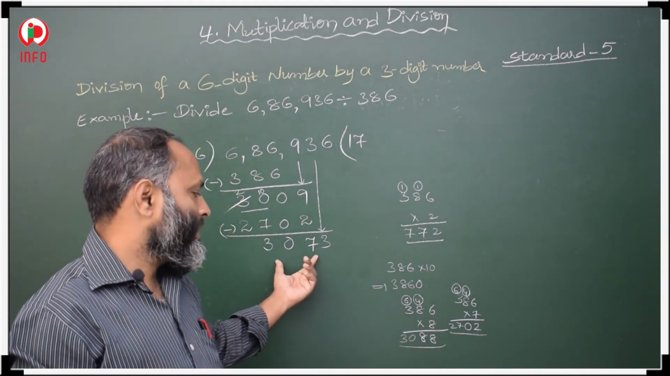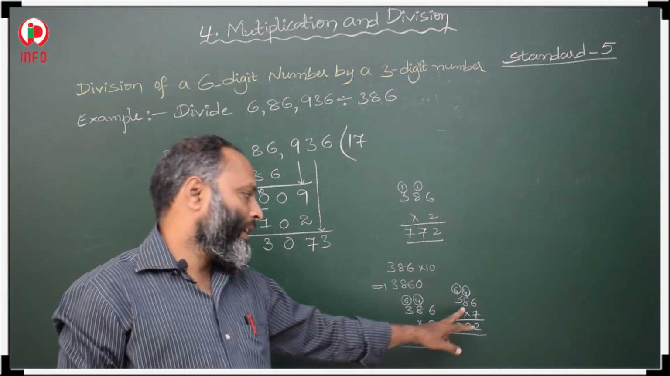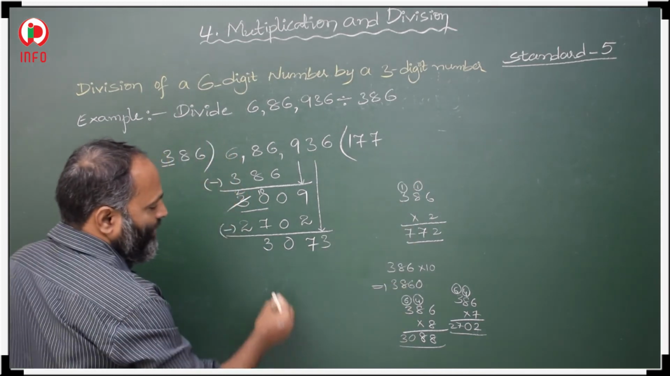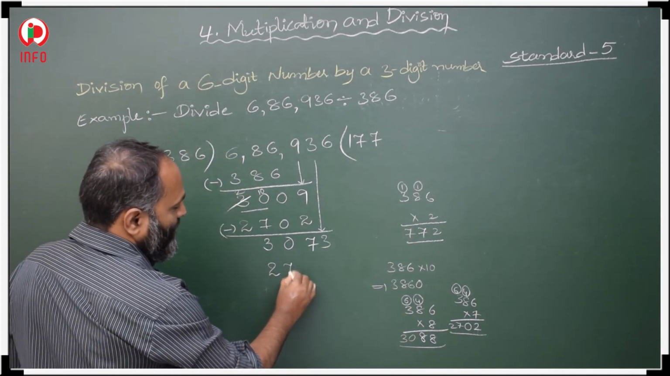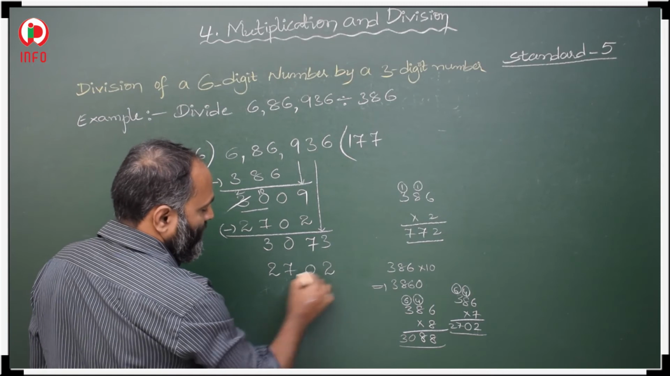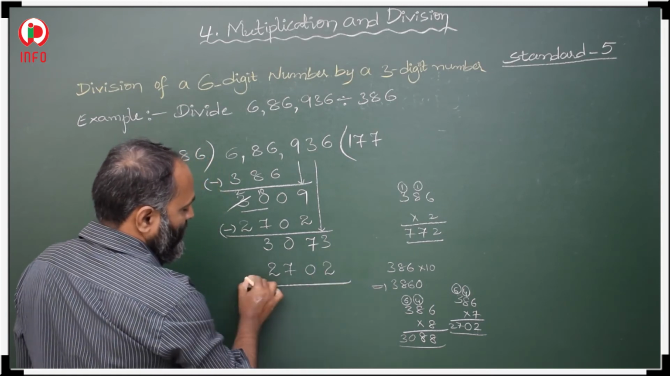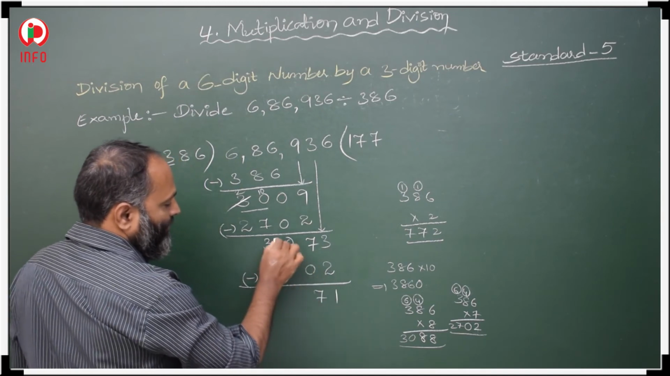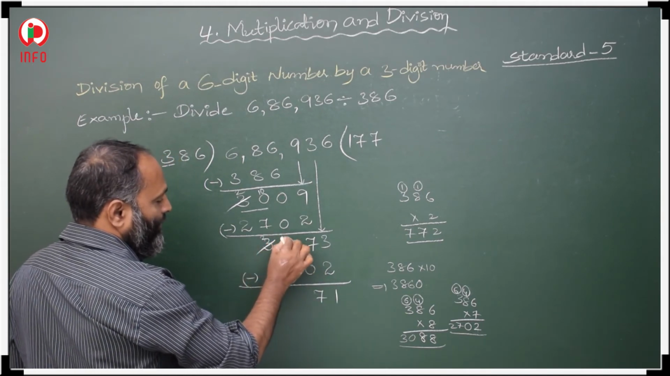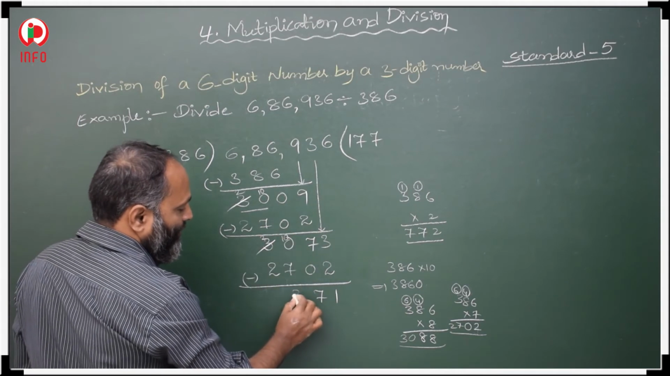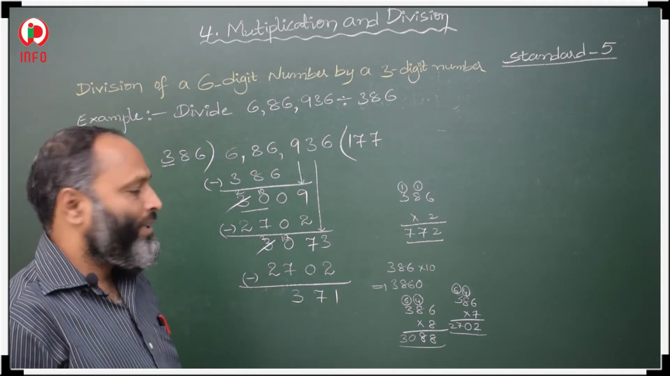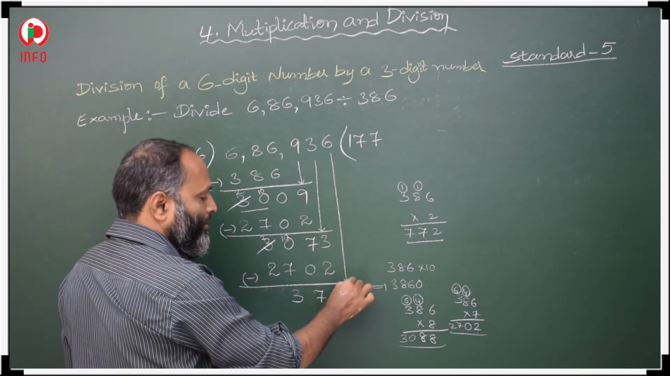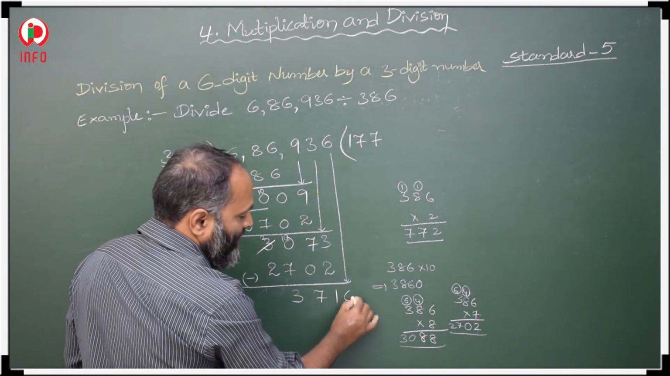That is bigger than this. So no need to take that one. Again we have to take 7s. So what is your answer? Again 2702. 3 minus 2 is 1. 7 minus 0 is 7. Borrow from here. Here 2, 10. 10 minus 7, 3. 371.